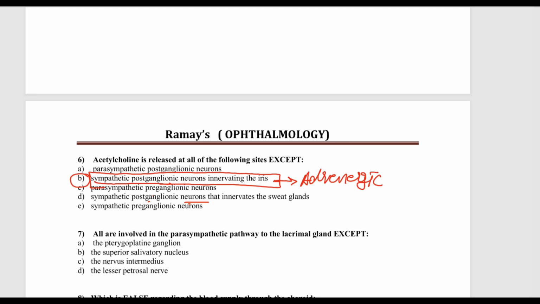Only the sympathetic postganglionic supply. Look here. This is cholinergic, while other sympathetic postganglionic neurons are adrenergic and they do not release acetylcholine, they release norepinephrine.